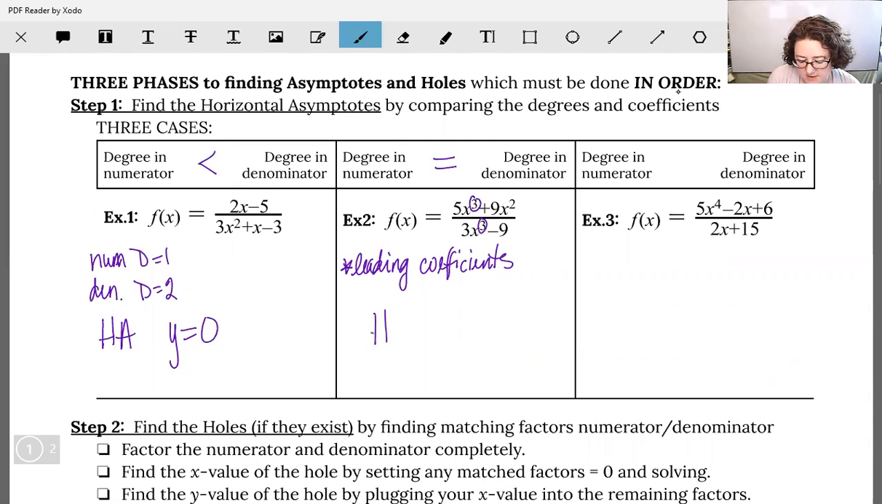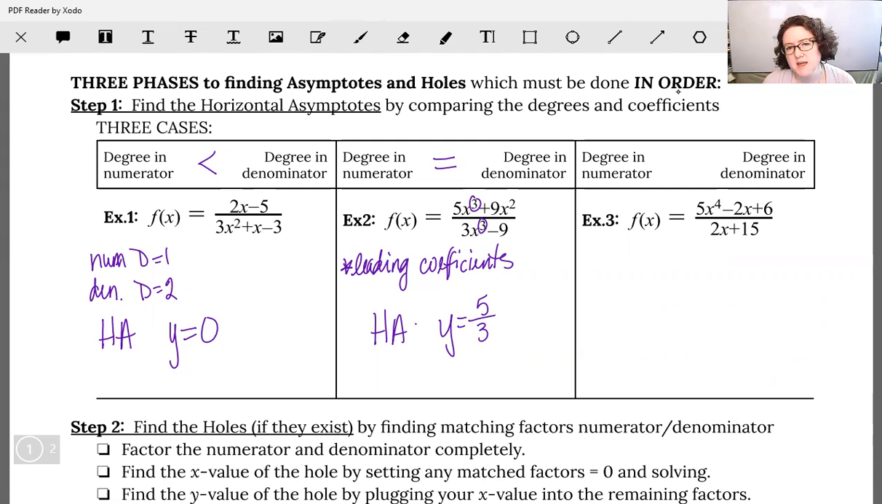And so for this, that means we're going to look at our first leading coefficient in the numerator is a 5, and in the denominator is a 3. And again, don't forget, if you just have an x or x squared or x cubed, what's your leading coefficient then? Just a 1. So keep that in mind when you're looking at those expressions.